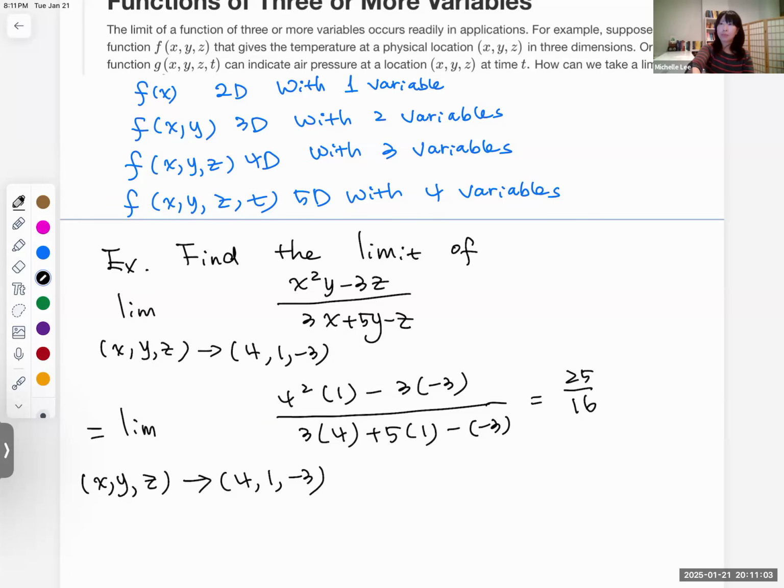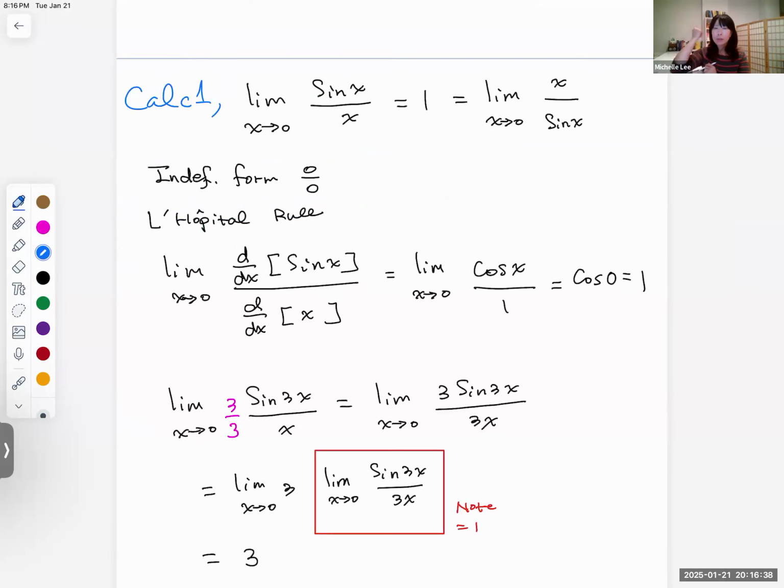Okay, now let's do this one. I'm gonna bring the note here. Once again, calculus 1 stuff again. So we knew when x approaches 0, what is the limit of sine x over x? We knew that it's equal to 1, right? It's the same as x over sine x.